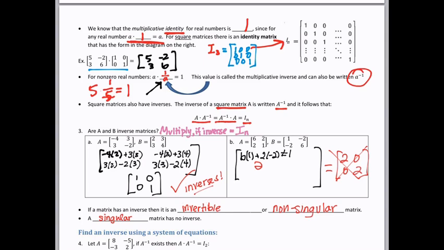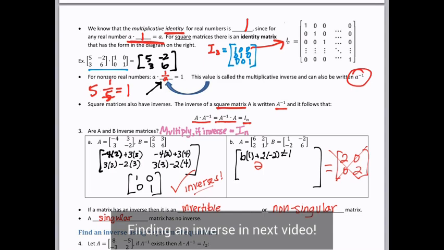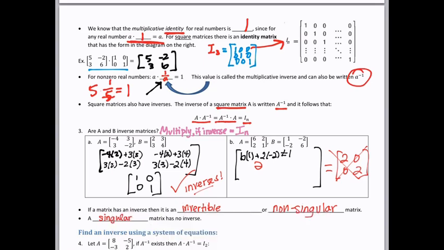Okay, so we're going to move on to actually finding an inverse now. I'm going to create a new page here just to go down to the next example, number 4. And we're going to figure out how we can actually figure out what an inverse of a given matrix is.